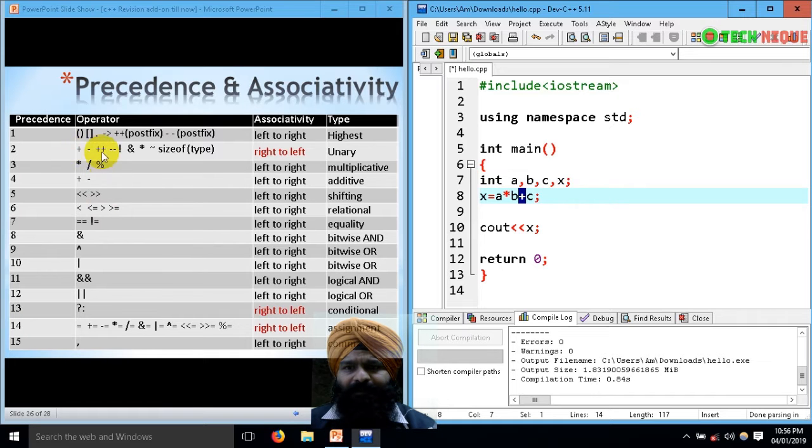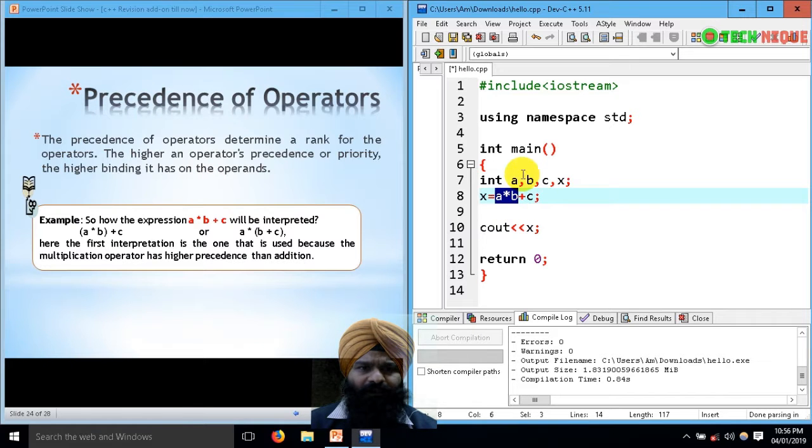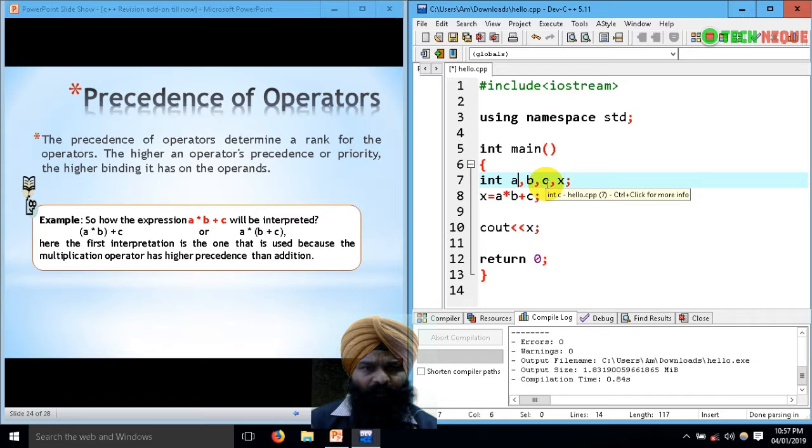So now you can see these have a higher precedence. At the second precedence, we have the unary operators. Then we have multiplication, division, and remainder, then plus, minus, and so on. So now on the basis of this, I can conclude that multiplication comes first as compared to plus and minus. So a into b is going to be evaluated first. Okay, just let's see the output.